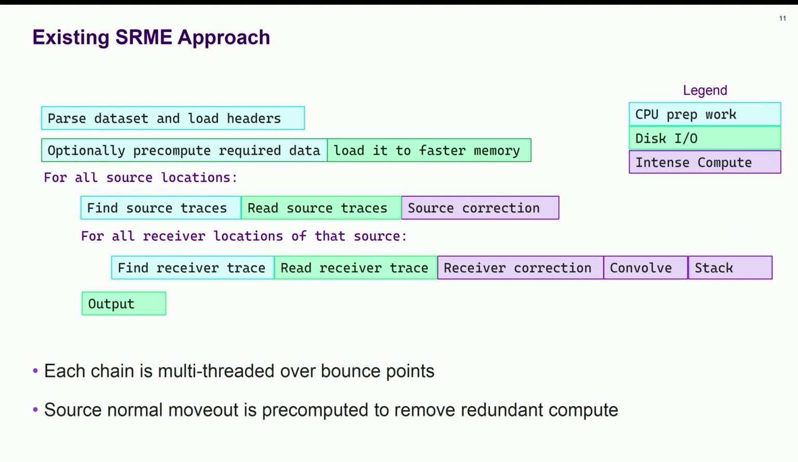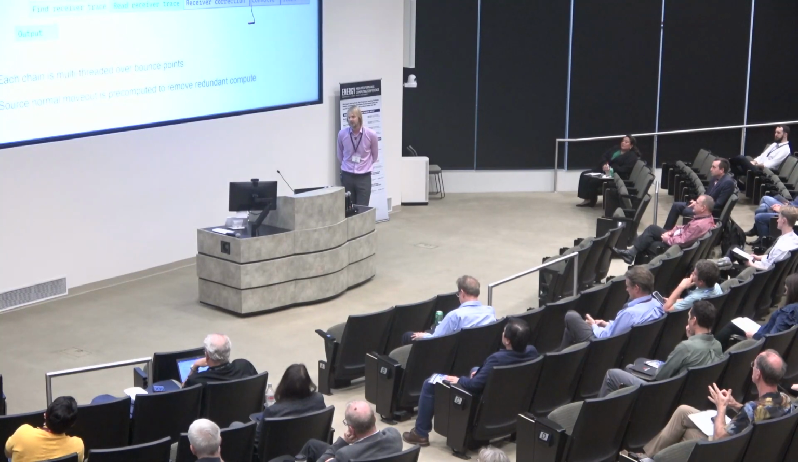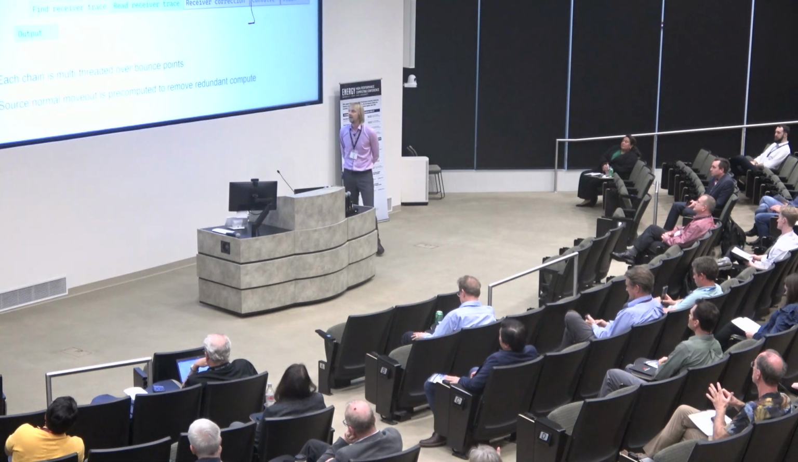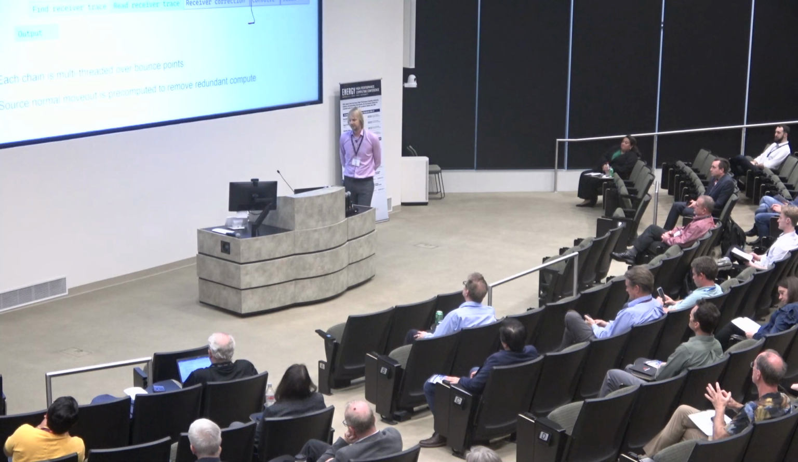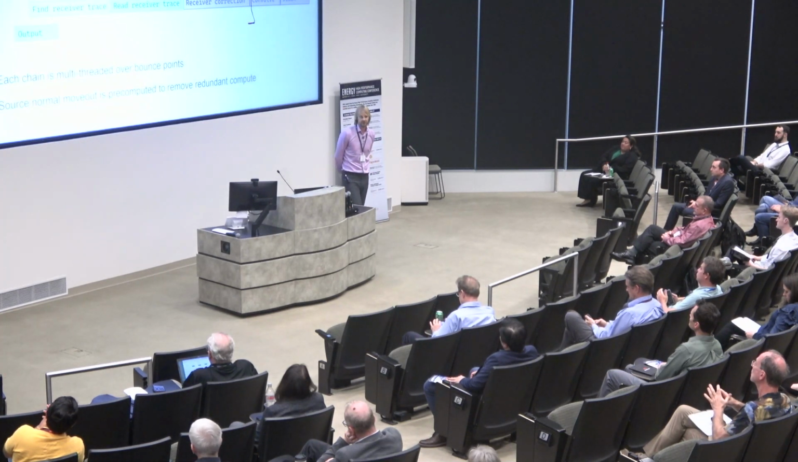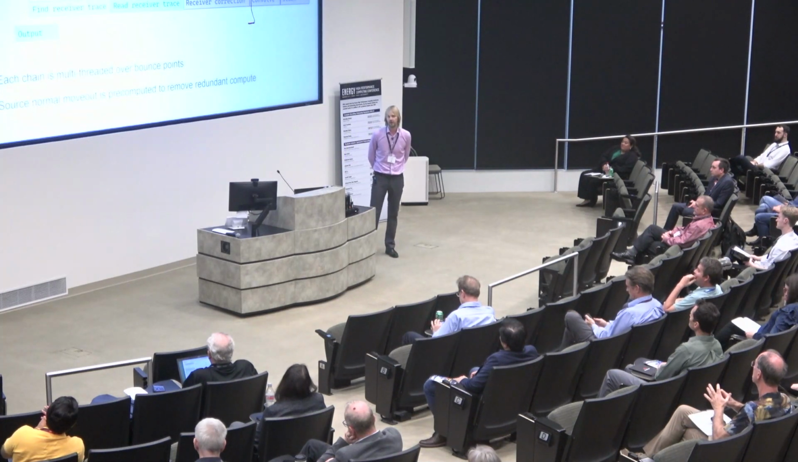So what does the existing code look like? Again, it's not really documented in the literature to our knowledge, but I do believe that most industry implementations are similar to this. So you read in all your data, you pre-compute optionally some of the data that you're going to need, and then you put it in, say, a local SSD instead of having it sit on some network file system, and start iterating per source, do some pre-compute, and then iterate over all the receiver locations. Each one of those sections is multi-threaded over bounce points, but that's really the only spot that it's multi-threaded.